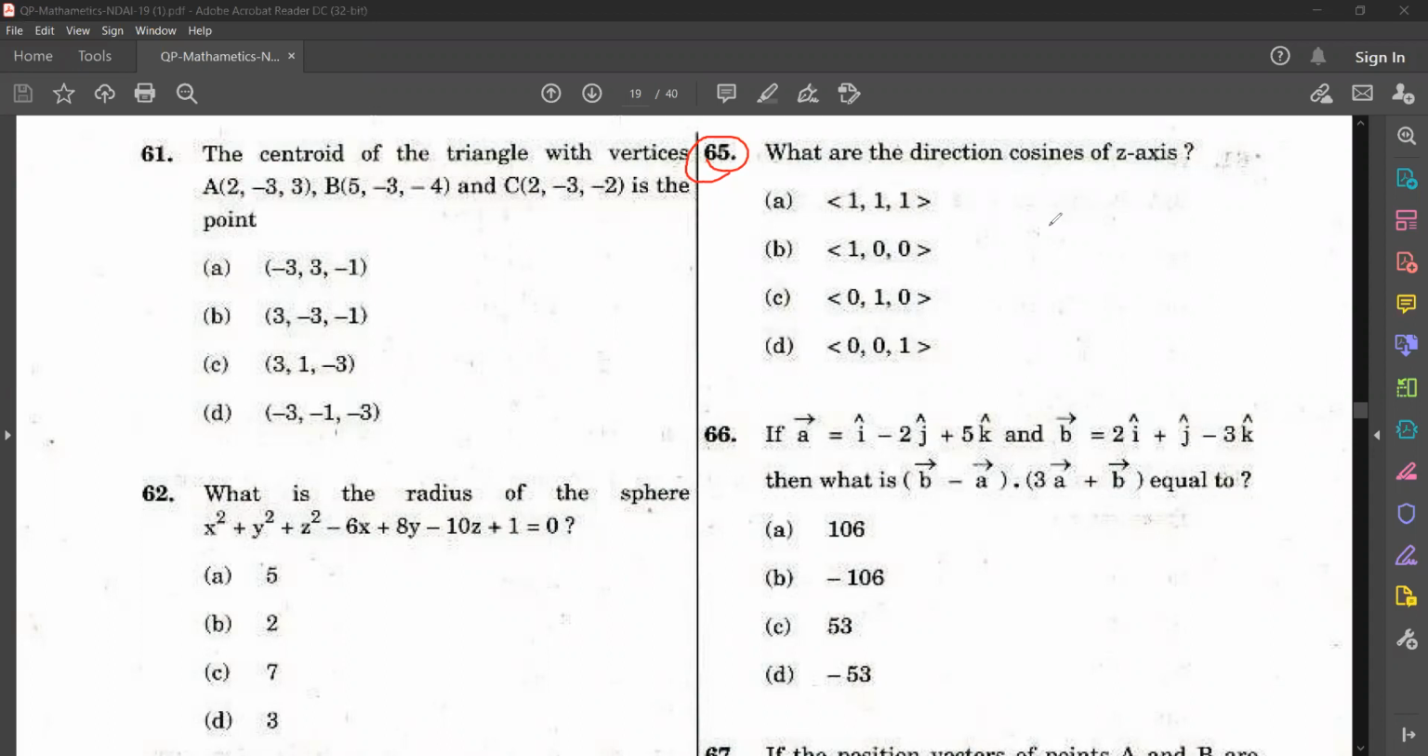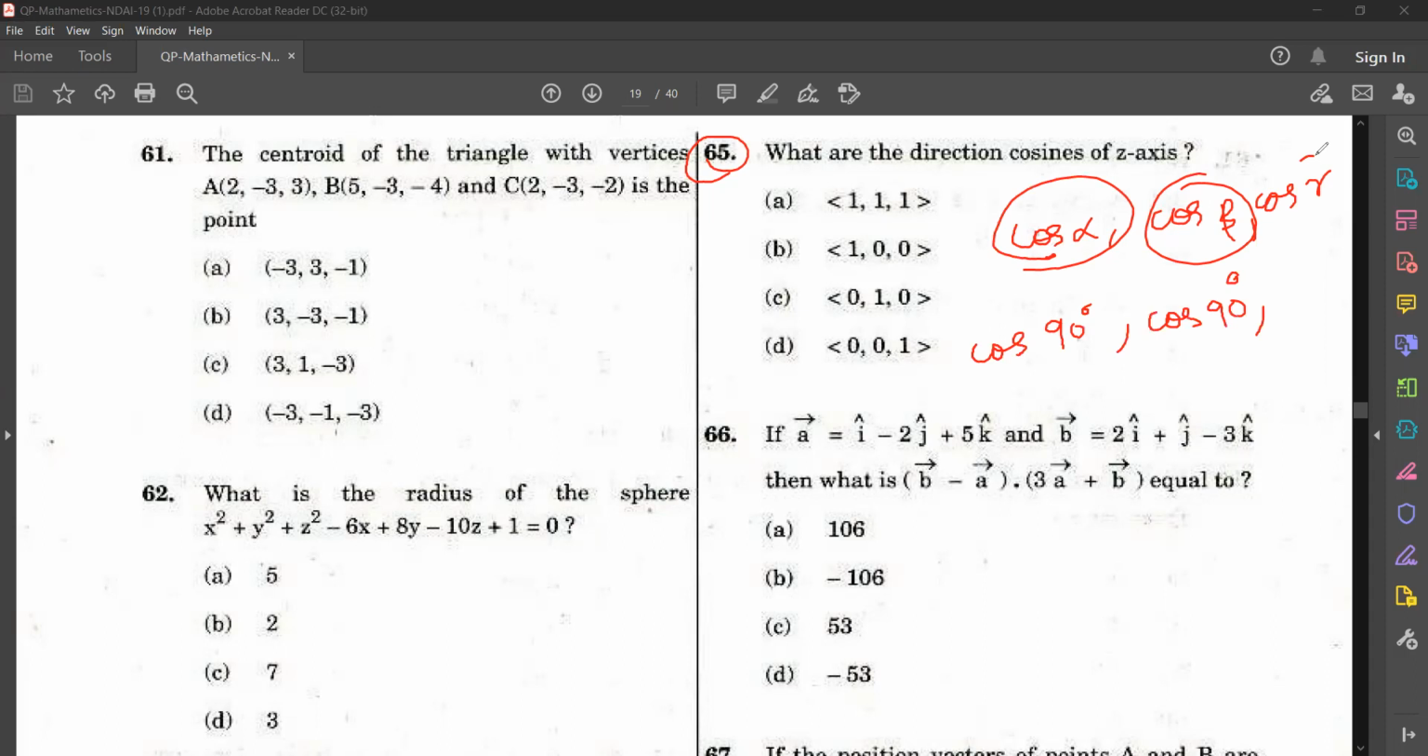What do you mean by direction cosines? Direction cosines means cos alpha, cos beta, cos gamma. Cos alpha means angle made with x-axis. So z axis makes 90 degree with x-axis, so cos 90. Cos beta means angle with y-axis. So z axis makes 90 degree with y-axis also. Then gamma means angle made with z axis. So z axis makes 0 degree with z axis. So cos 0. So cos 90 is 0, cos 90 is 0, cos 0 is 1.